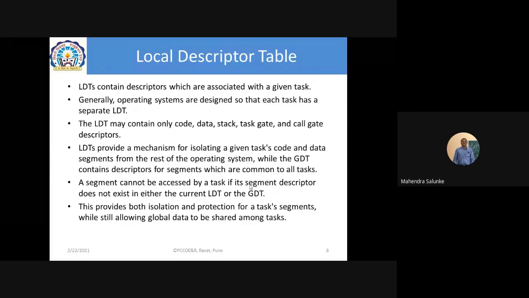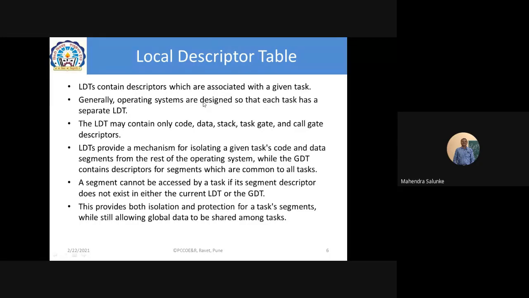So LDT contains those descriptors which are associated to the given task, right? So for every task, there will be some code and data segments, and if you want to have a separate table for those descriptors, then we can create the LDT. Getting this? So by doing this, what exactly are we doing? The descriptors which are stored in the given LDT are only accessible to that task only.